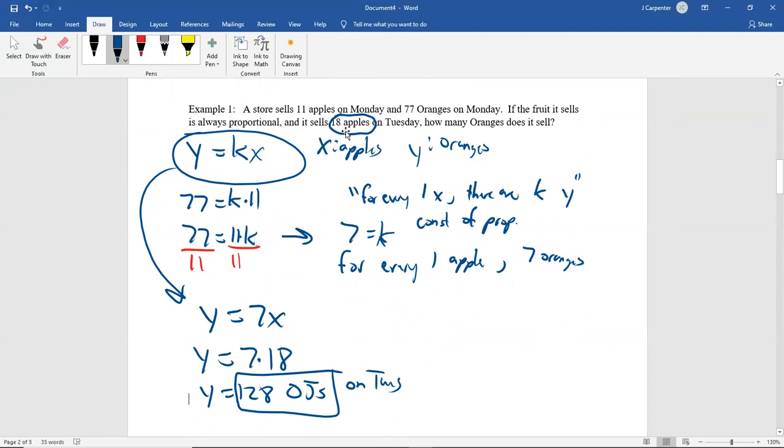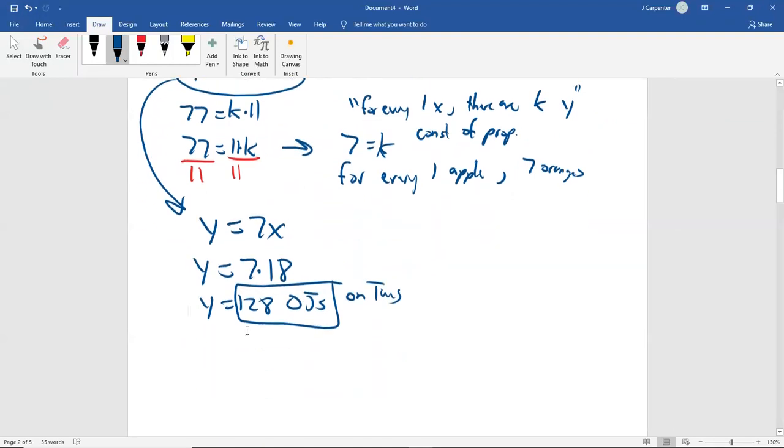So we went from 11 to 18 apples, which is us going up, and we went from 77 to 128 oranges, which is us going up. So that makes sense. All right, let's try another one.